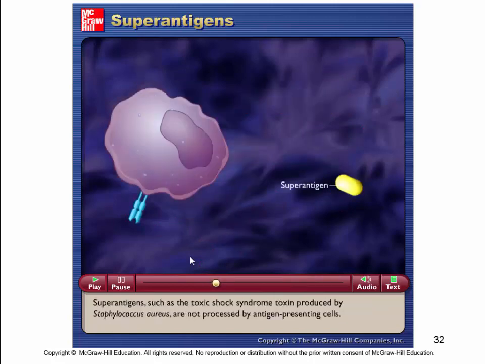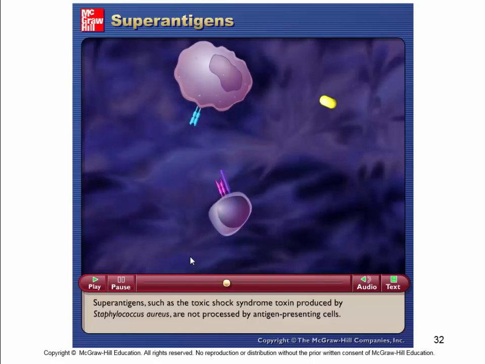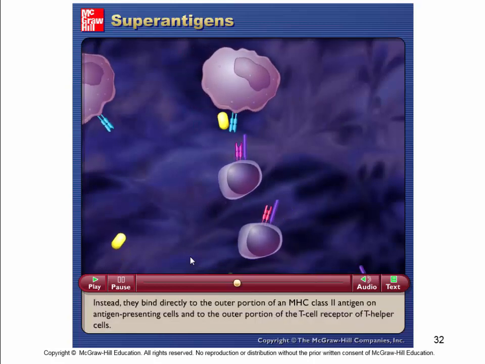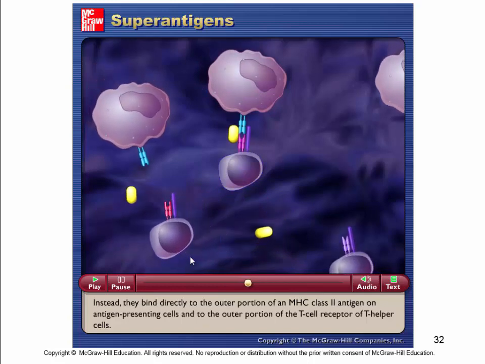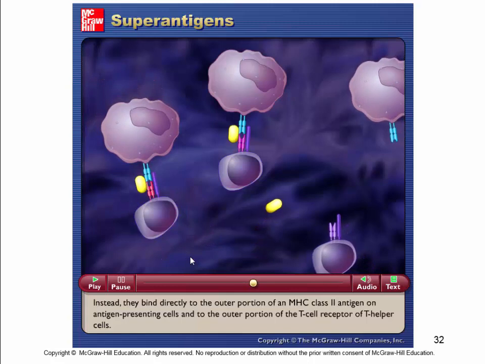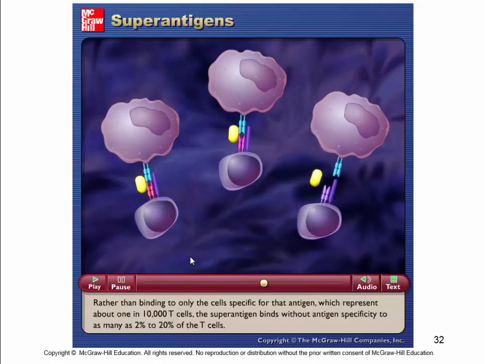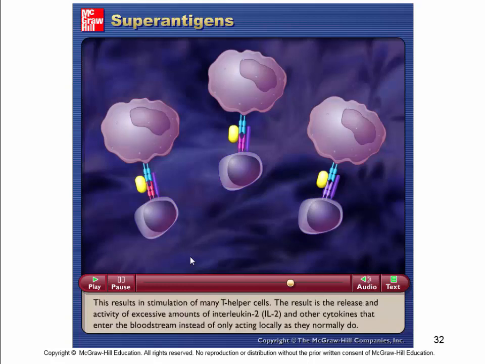Superantigens, such as the toxic shock syndrome toxin produced by Staphylococcus aureus, are not processed by antigen-presenting cells. Instead, they bind directly to the outer portion of an MHC class II antigen on antigen-presenting cells, and to the outer portion of the T cell receptor of T helper cells. Rather than binding to only the cells specific for that antigen, which represent about 1 in 10,000 T cells, the superantigen binds without antigen specificity to as many as 2% to 20% of the T cells. This results in stimulation of many T helper cells.